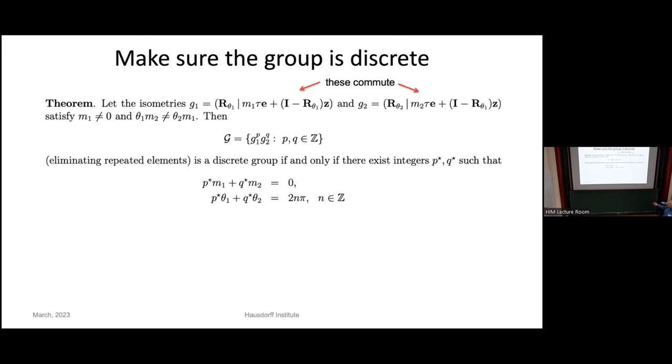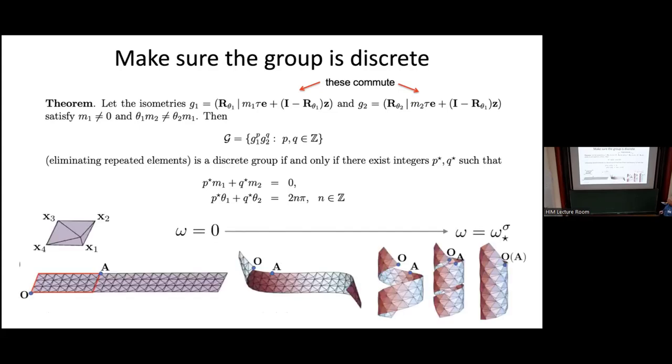There exist integers p star and q star, with m1 and m2 there, such that this is satisfied. Theta 1 and theta 2 are angles. Recall that r theta 1 and r theta 2 have the same axis, which is e in this notation, and z is perpendicular to e. I guess I should have written everything down, but anyway, that's the situation. If these conditions are satisfied, then in fact, it's if and only if, the group is discrete.